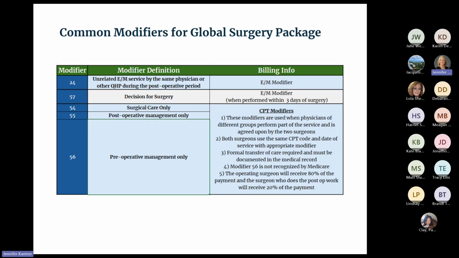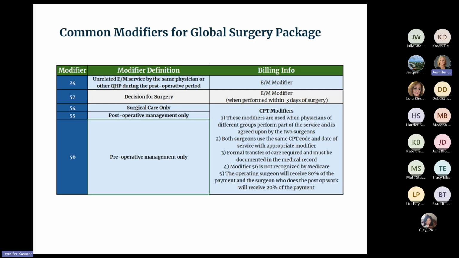Modifier 57 represents decision for surgery when performed within 3 days of the surgery. I do want to point out that this is CPT's guidance, and Medicare has a different stance. Medicare will only cover this service if the decision for surgery occurs the day before or the day of. And just to give you a little rationale behind that, they see that as, again, more than just that H&P visit. There's more work being performed because an actual decision is occurring at that visit.